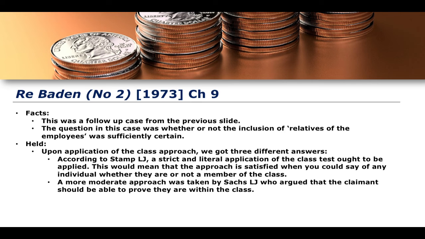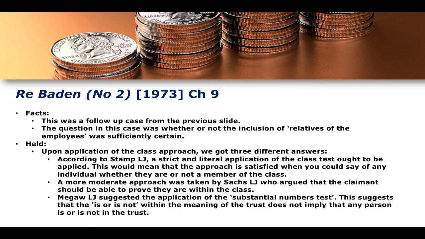So rather than looking at an individual and making a strict and literal interpretation as to whether or not they are in the class at the time, Lord Justice Sachs says that the claimant should be able to prove that they are within the class. There should be a certain amount of leeway and discretion given to a claimant in order for them to be able to prove that they are part of the class, and therefore satisfy the sufficient certainty for the certainty of objects, and actually get a benefit under the trust.